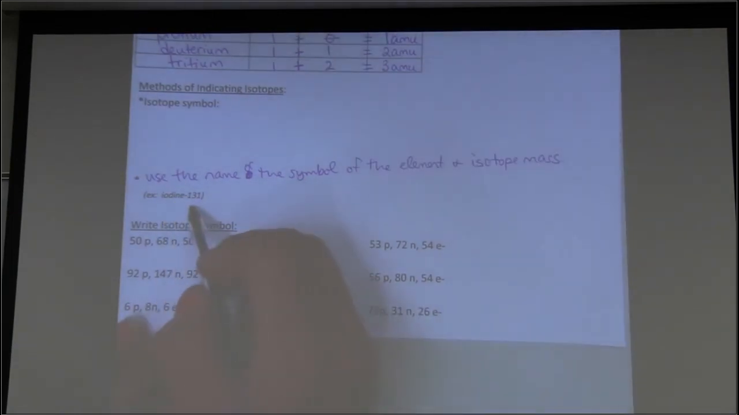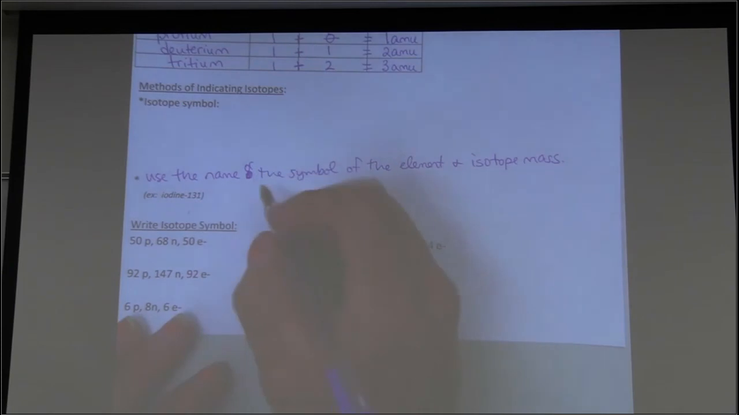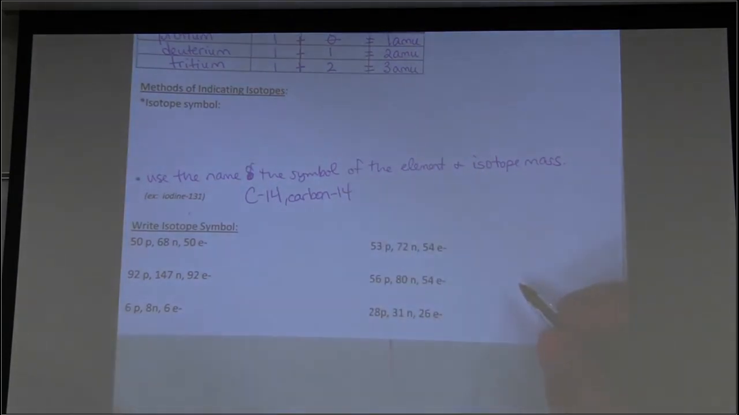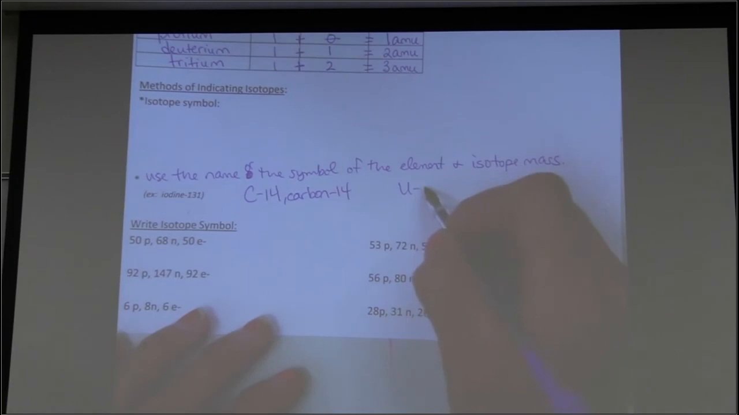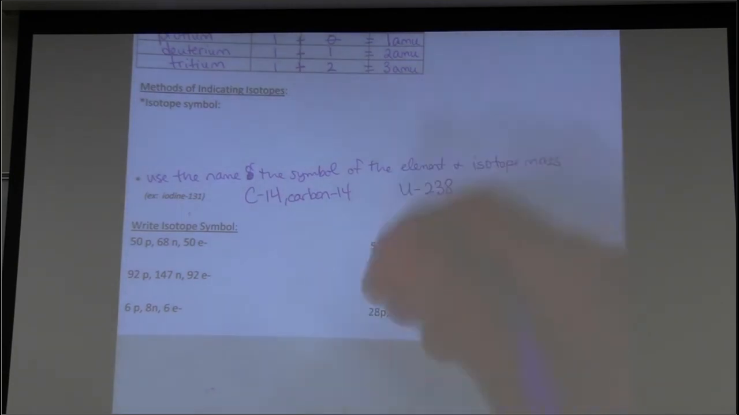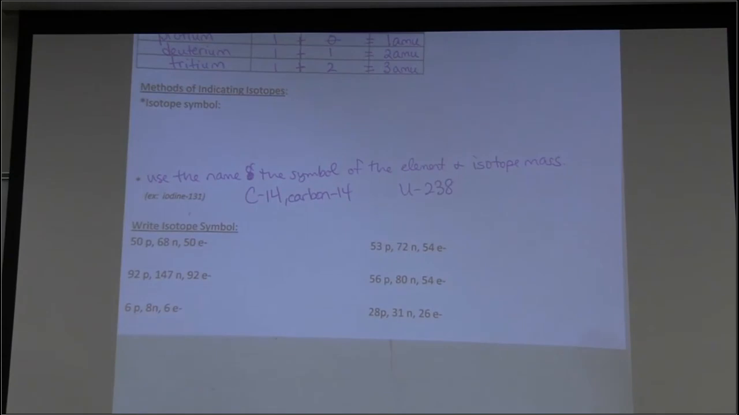So for example, iodine-131. What does that mean? That means it's iodine with a mass of 131. Or if I do carbon-14, what does that mean? Carbon with a mass of 14. You may have heard about U-238 or U-239 or U-235. That's uranium, that's your nuclear reactor. Uranium with a mass of 238. That's the simple one. If you read the newspaper and it has anything about nuclear, you're going to see it there.